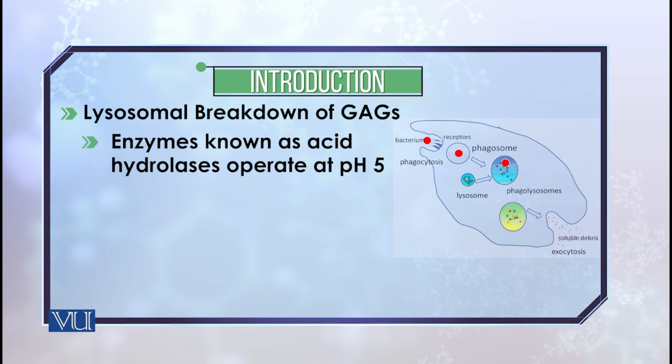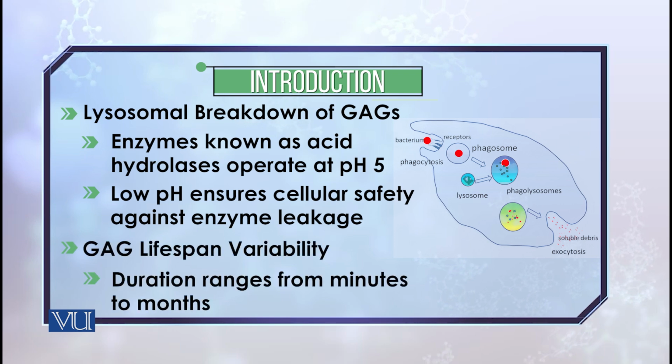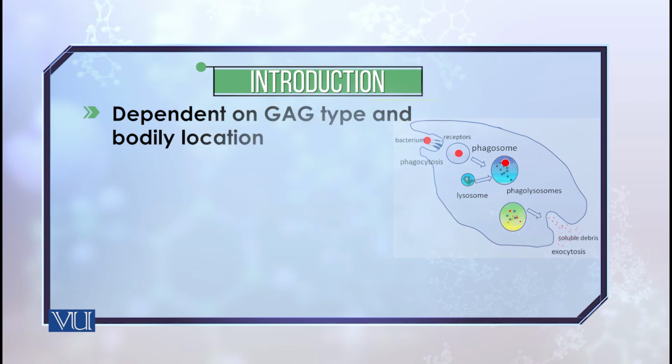You know about the lysosomes, that the enzymes involved in the degradation in this organelle are known as hydrolases, and they are functional at very acidic pH, that is pH of 5 or less. That low pH not only facilitates degradation, it also makes sure that these enzymes don't leak outside the cell, because once they are outside of the lysosome, they will no longer be functional. The lifespan of the GAGs is variable depending upon the type of the GAGs, its composition, and so on.